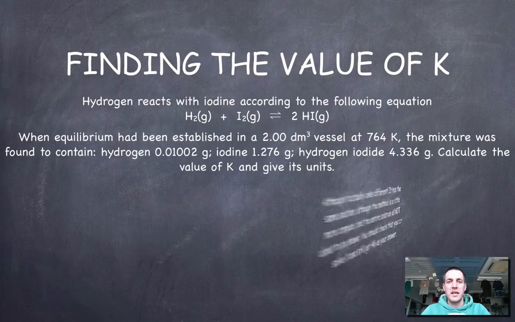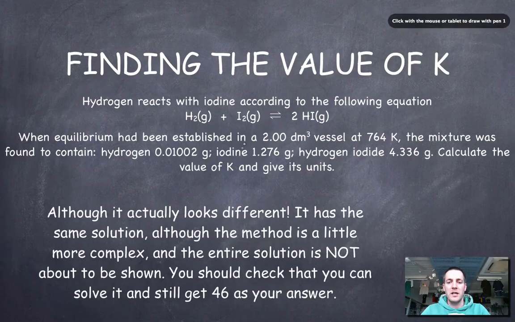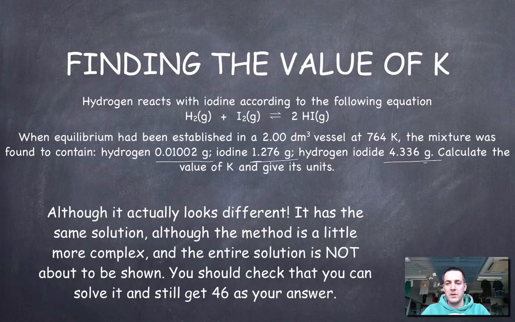Believe it or not, this is exactly the same problem as before. I've just changed a little bit of it, in the sense that I'm not giving you concentrations anymore. I'm giving you the masses of the substances. Okay, and I've also given you a volume of the vessel. Why is it that I've done that?